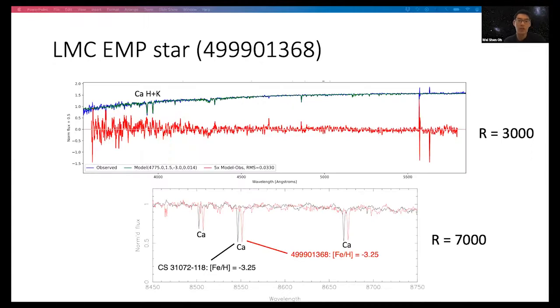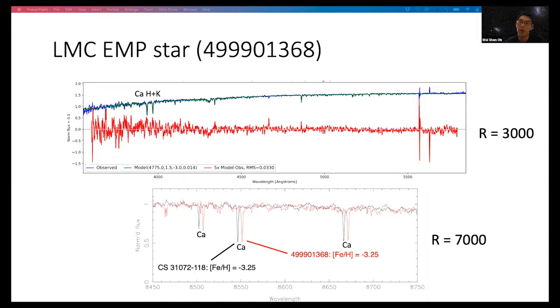Yeah, so here are the spectra of the most extremely metal-poor star that we have found in the LMC. The two strongest lines that were used to determine metallicity are the calcium H plus K lines for the top spectra and the calcium triplet lines for the bottom spectra. The spectra of the calibration star is in black.